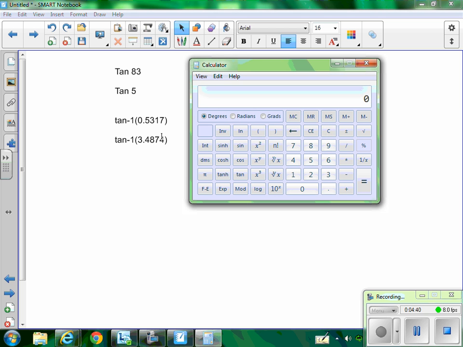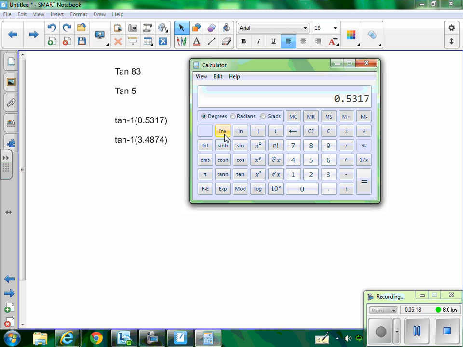So when I'm given the opposite over adjacent value, like right here, and I want to calculate the angle, I have to do what's called the inverse of tangent, or in math, we say tan to the -1. All it means is the other operation, or the inverse operation. So to do that on a calculator, first on this one here, what I have to do is put in the number 0.5317. And then I'm going to find the inverse button.